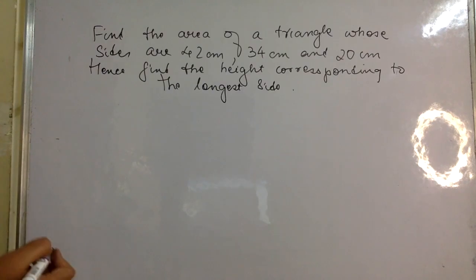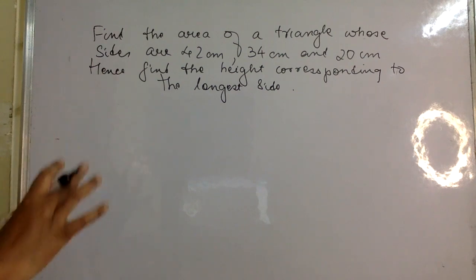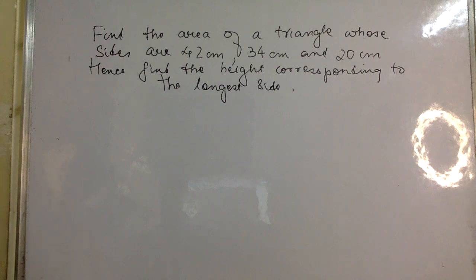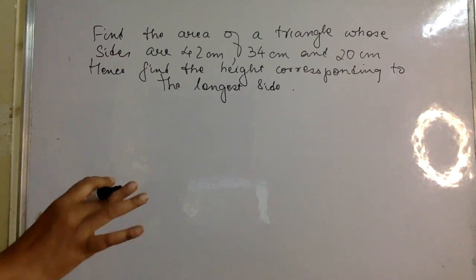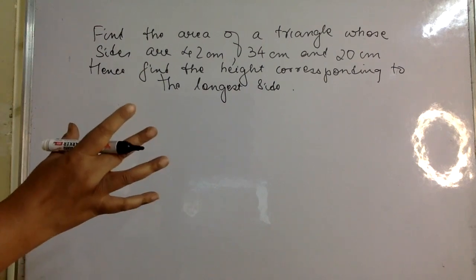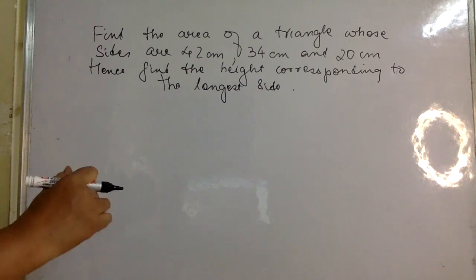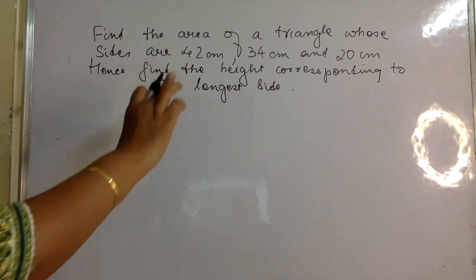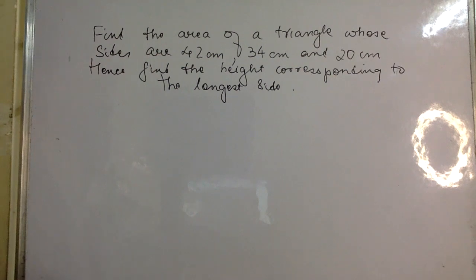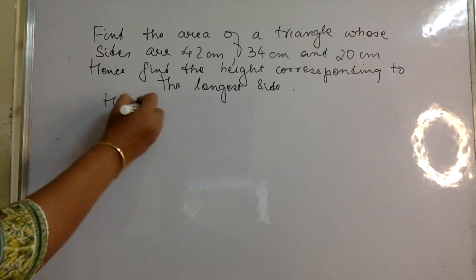Now here is a sum. Find the area of the triangle whose sides are 42, 34 and 20. Find the height corresponding to the longest side. Now we have a triangle where the 3 sides are given. They didn't give base and height this time, so we can't use half base into height. So we'll have to remember, whenever 3 sides of the triangle are given, they are hinting to only one thing, that is Heron's formula.